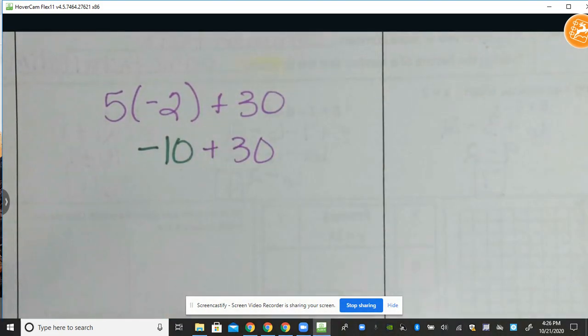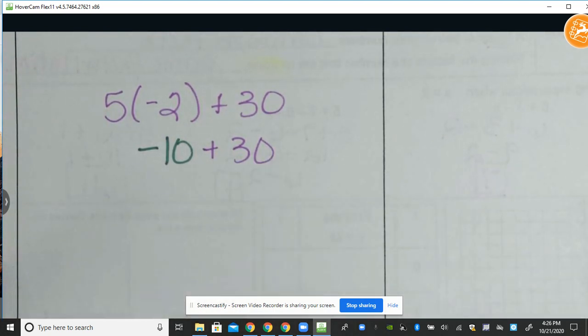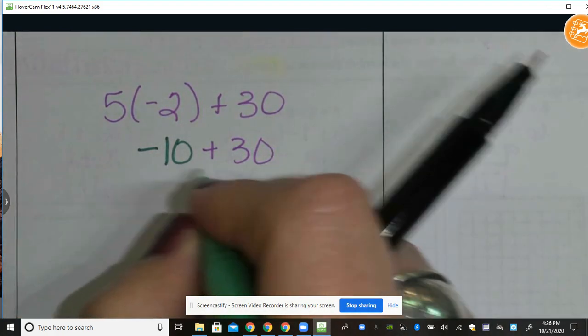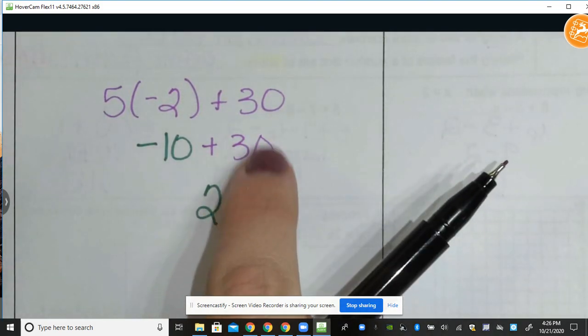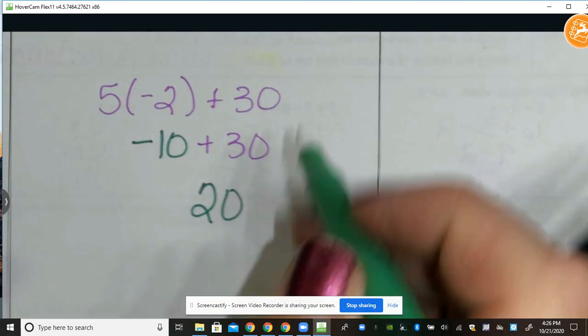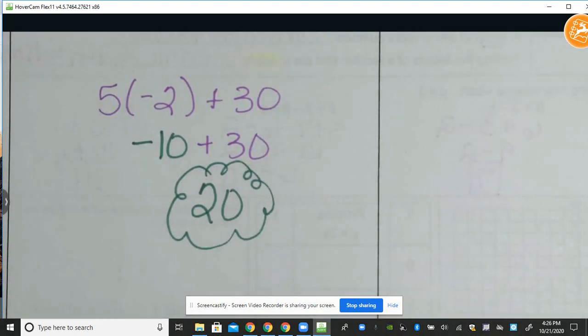So order of operations, I need to do this multiplication first. So -10 plus 30, well, I have different signs, so I need to subtract. So 30 minus 10 gives me 20. I have more of a positive than I do a negative, so it will be a positive 20. So that is our QOTD, our question of the day.